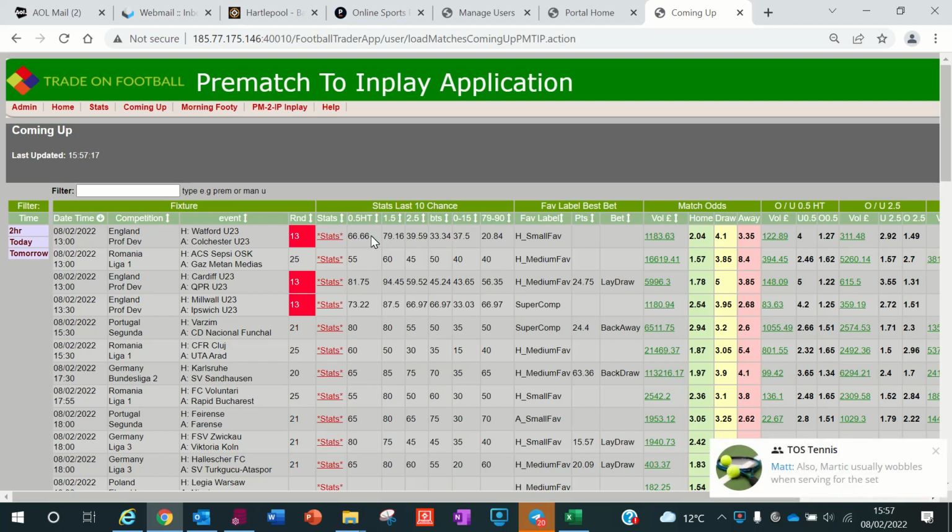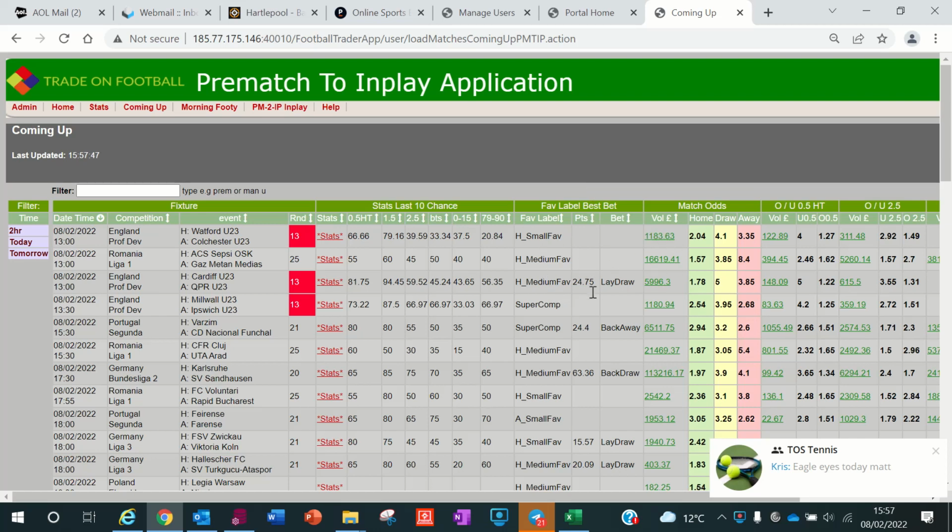Combined, 66% of the games have seen a goal in the first half. Nearly 80% of the games have seen over 1.5 goals. 39, 40% of the games have seen over 2.5 goals. 33% have seen both teams scoring. 37.5% of the matches saw a goal in the first 15 minutes, and 21% of the games saw a goal in the final 11 minutes.